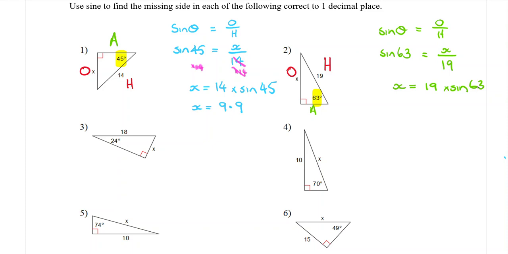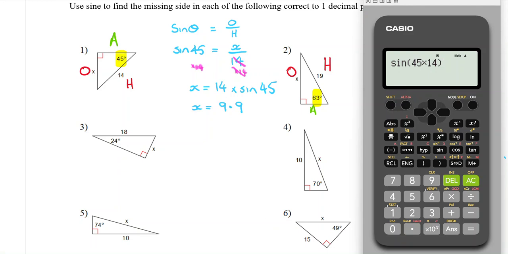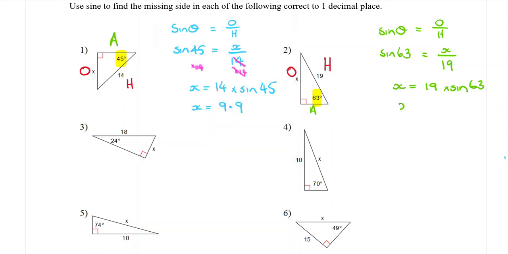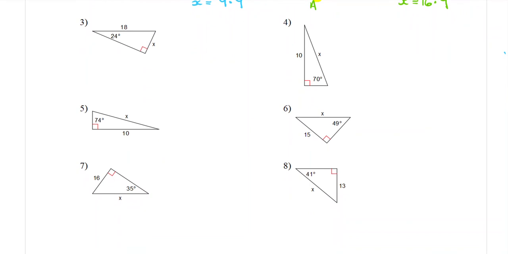I'll make it a little bit shorter for you, because these are quite big questions for you. Does that make sense? Just times that number across the other side. Okay, last bit, type it into your calculator. So it is 19 times sine of 63. For 1 decimal place, it's 16.9, which is the length of x in my triangle. Okay, we're just going to keep going more and more and more.